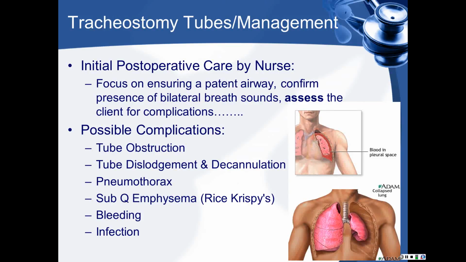Possible complications, continuing on: certainly tube dislodgement or decannulation, and a pneumothorax. You can see the first image is blood in the pleural space, which you now know is a hemothorax. The second image is the collapsed lung, or the pneumothorax. We've already discussed subcutaneous emphysema, or that Rice Krispie sound under the skin when palpating. Bleeding and infection.